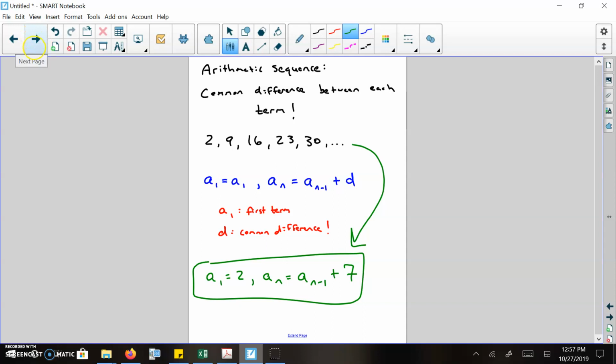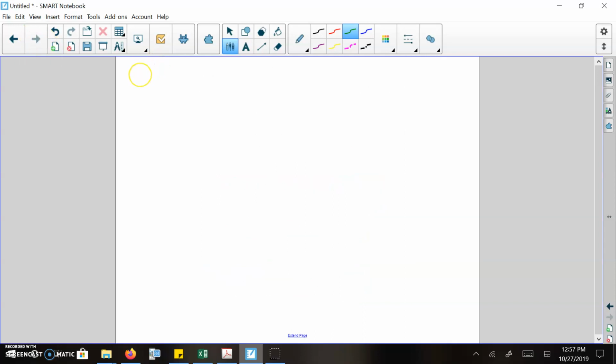Okay, now what I want us to see here is, can we come up with a formula that allows us to, no matter what, define an arithmetic sequence? Okay, so let's try this. Here's an arithmetic sequence. I'm going to call the first term a sub 1.